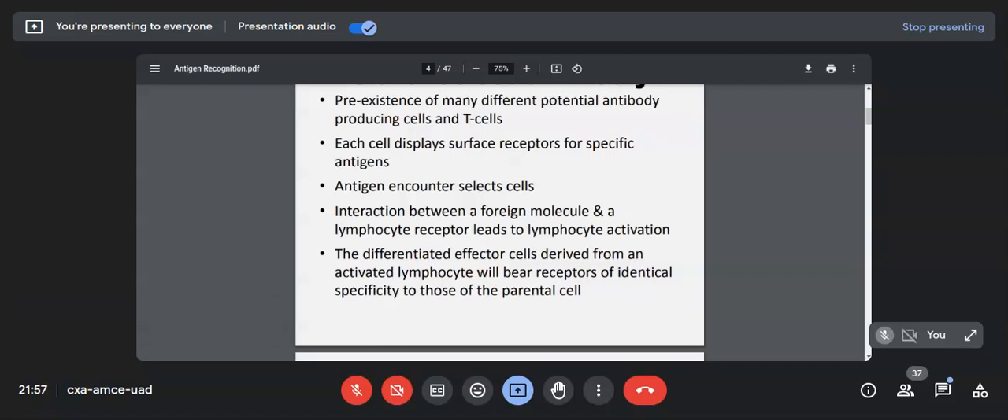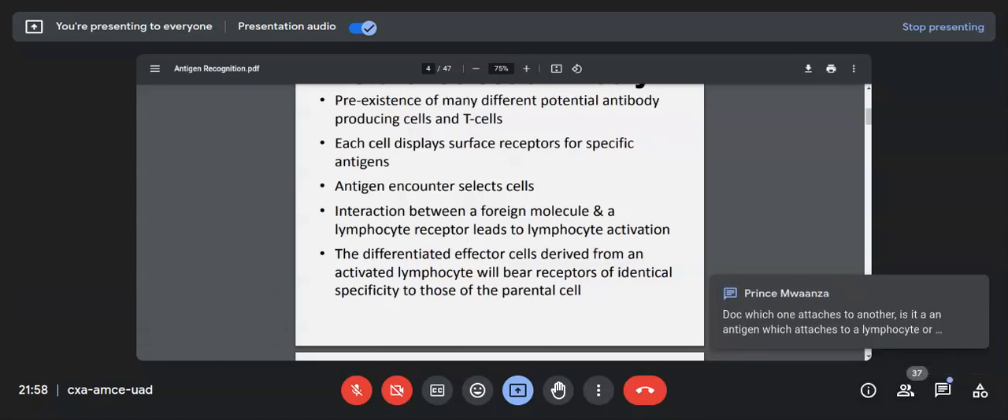Have you gotten that point? So when a B or T cell is naive, by naive it means it's not activated. It can only be activated when it meets an immunogen. I'm using the term immunogen, not antigen. I'm using immunogen because an immunogen is the one that can induce an immune response, isn't it? An antigen cannot do that. So I want to be so specific with the words. Even when you're explaining in an exam, be specific with the words.